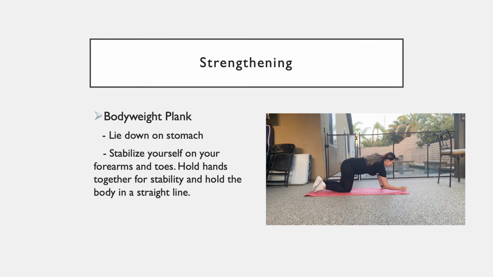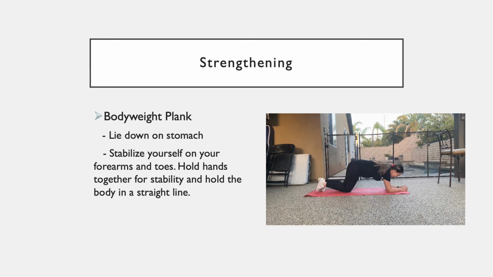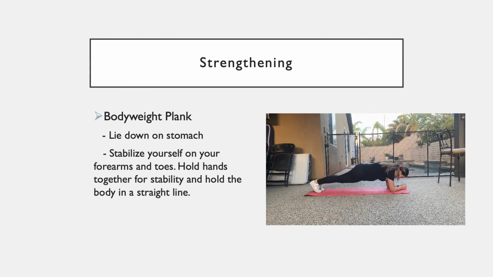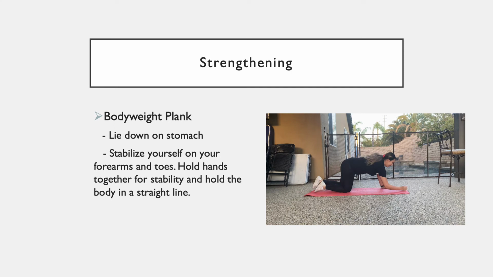So let's start with the strengthening exercises. So body weight plank. So you're going to align your stomach, then push yourself up, stabilize yourself with your forearms and toes, hold your hands together for stability, and then hold the body in a straight line. If you aren't able to do this, you can modify it by keeping your knees on the ground and then just picking up your trunk area.